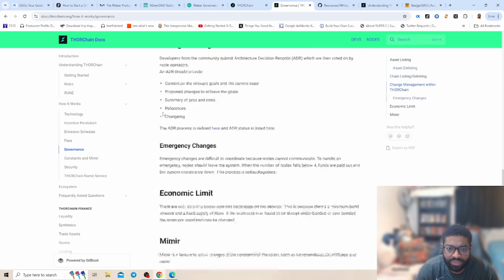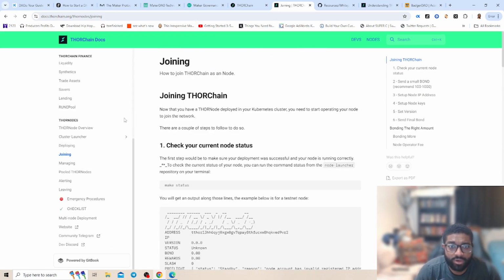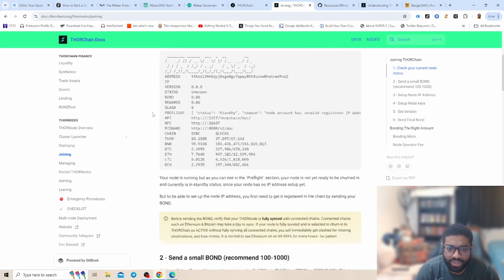So let's see if we can scroll down. I just wanted to scroll and fast forward. It's a lot to go through, but I'm giving you ways if you're interested in joining. How to join Thorchain as a node. Joining Thorchain, now you have deployed the Kubernetes cluster. You need to start operating your node to join the network.